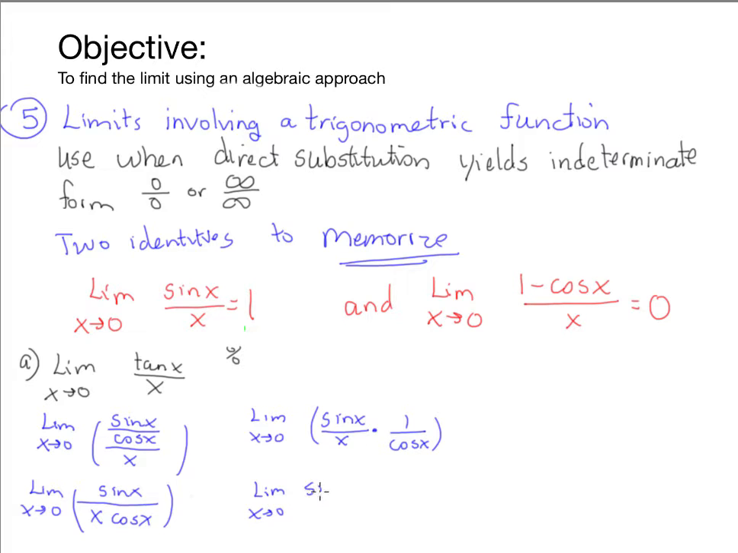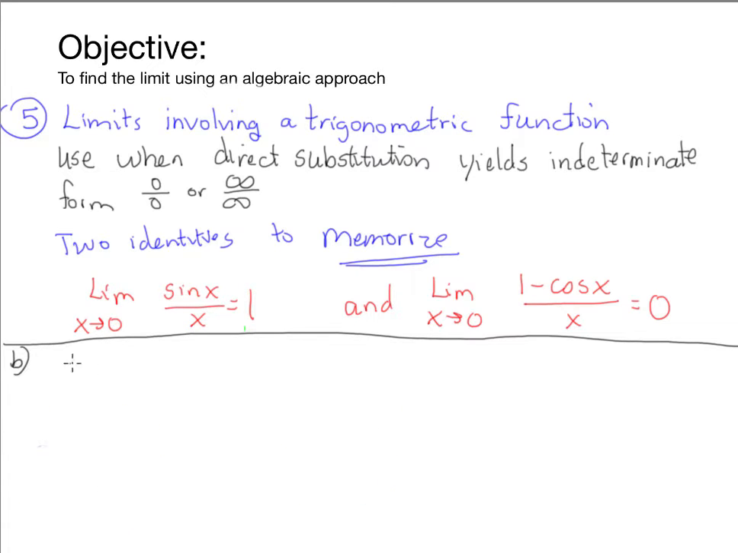Limit of a product is a product of its limits. So I have the limit as x goes to 0 of sine of x over x times the limit as x goes to 0 of 1 over cosine of x. From our identity above, we know the limit as x approaches 0 of sine of x over x equals 1. And for the second half, I'm just going to substitute in 0. Cosine of 0 is 1. So I have 1 times 1, which is 1.